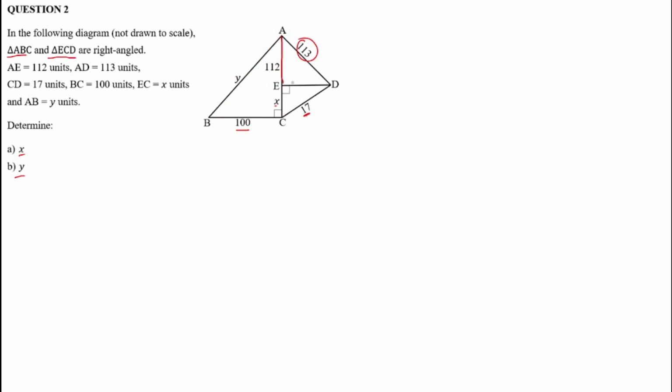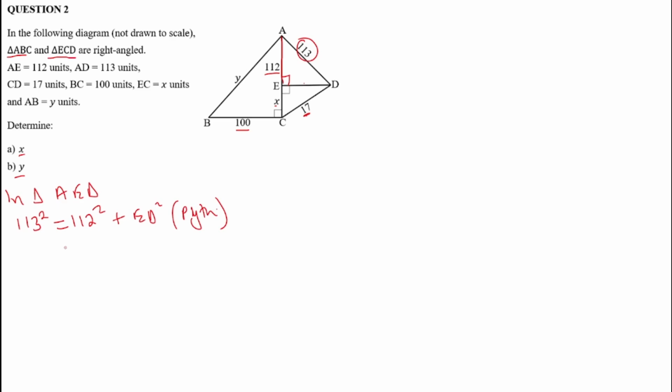So we're going to start by looking at triangle AED. In triangle AED, we have a 90-degree angle because it's adjacent angles on a straight line. So we can say the hypotenuse squared. The hypotenuse is 113. So 113 squared is equal to the other side squared, 112 squared, plus the other side squared, which is ED squared. And the reason here is Pythagoras.